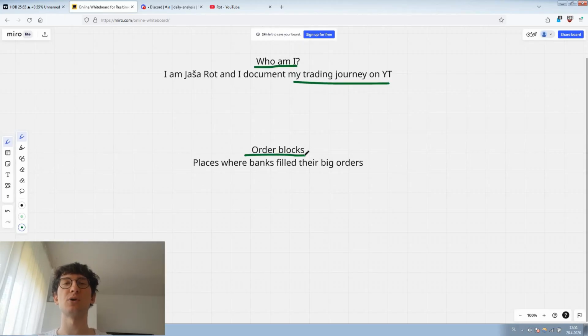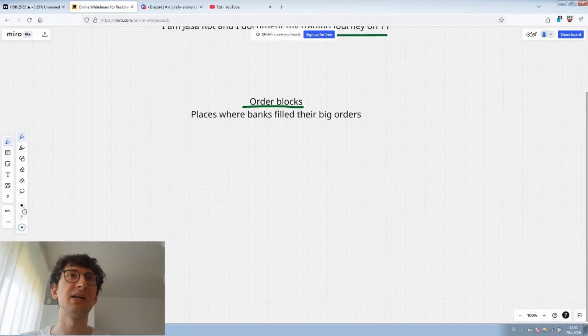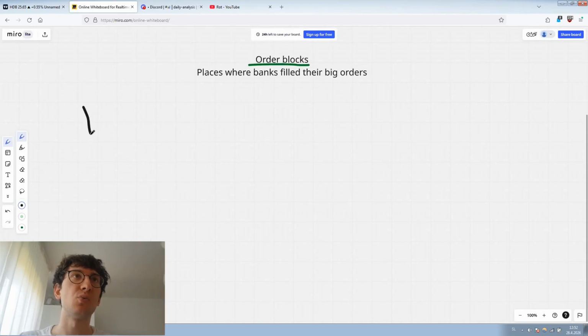Basically, order blocks are simply places on the charts where banks filled massive orders so that they can push the price in the direction that they want. I know it sounds complicated, so I'm going to draw you a little picture so that you can easily imagine and understand what an order block is.